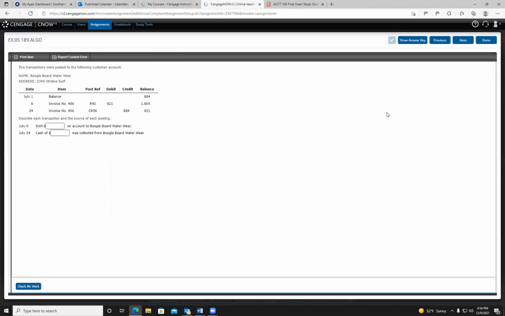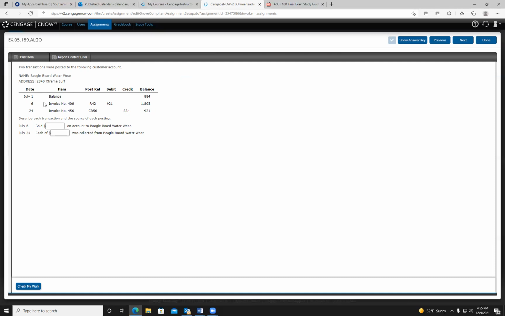Let's look at that first one, July 6th. That is the first transaction it's wanting us to describe. Before we do that, I want us to take note of something. What we have here is a date, an item, a post reference, an amount debited, an amount credited, and a balance. In the beginning of July, we started out with a balance of $884.